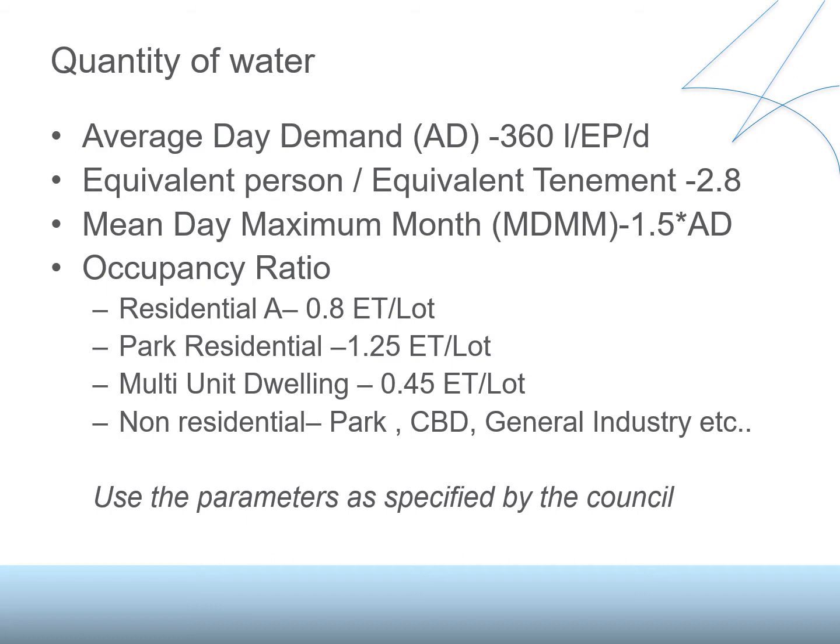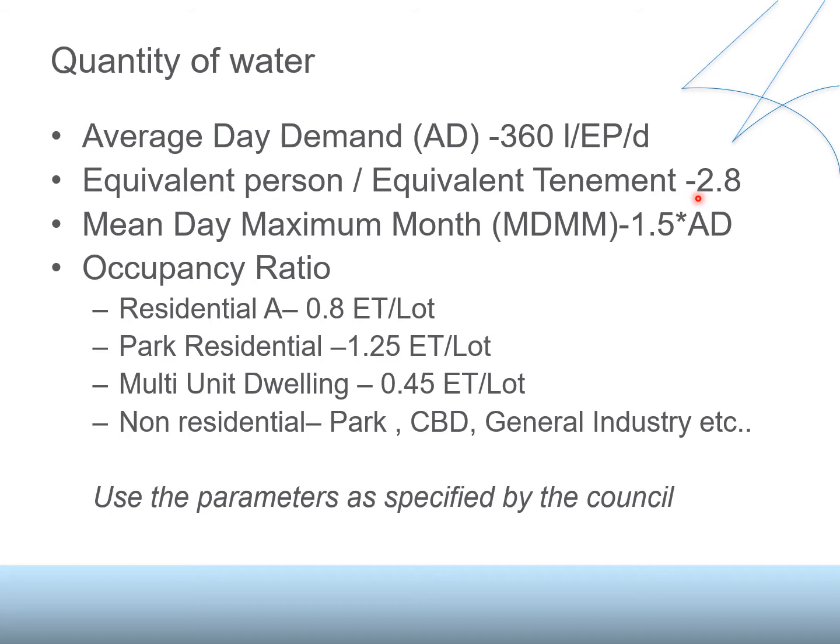Council guidelines would provide average daily demand, as in this example, 360 liters per EP per day. This average daily demand can be given in terms of EP or ET, but you can convert EP to ET and ET to EP. The conversion ratio is also provided in the council guideline.